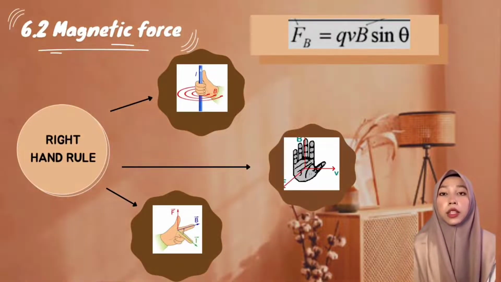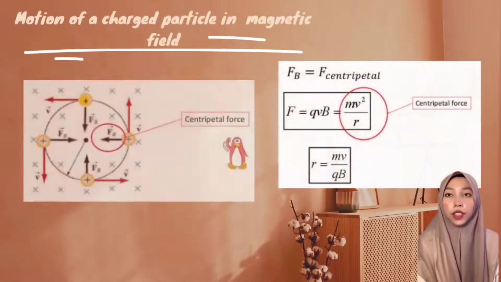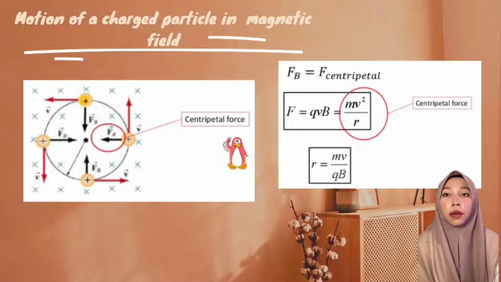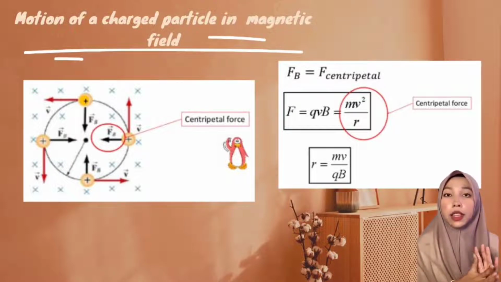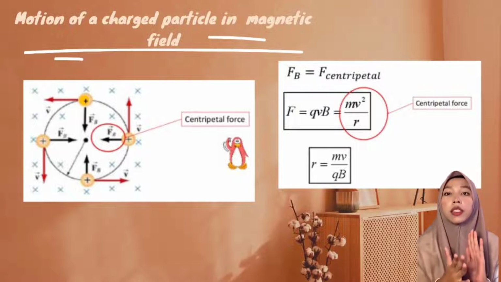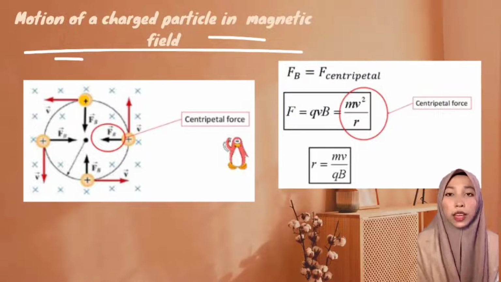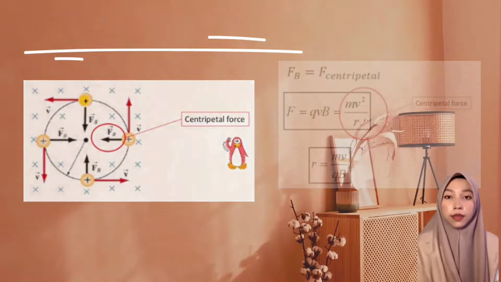and the middle finger is the magnetic field. Consider a positive charged particle moving in a uniform magnetic field. By using the right hand rule, the magnetic force is always toward the center of the circular path. Because the force produces the centripetal acceleration, we can equate its magnitude, qvB in this case, to the mass of the particle multiplied by the centripetal acceleration, which is v squared over r.